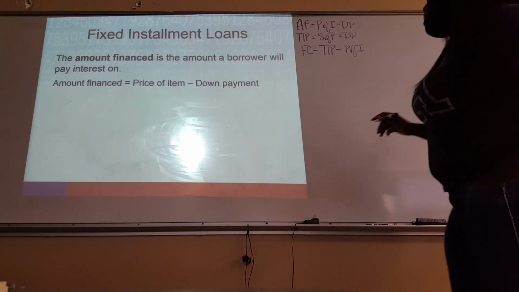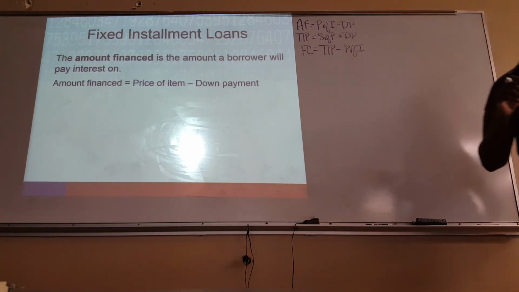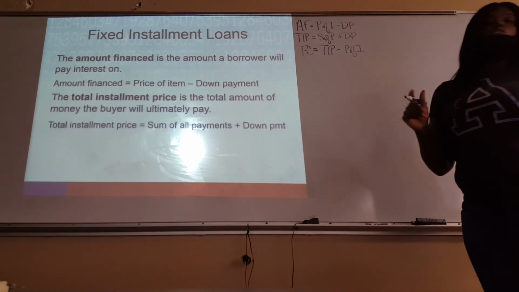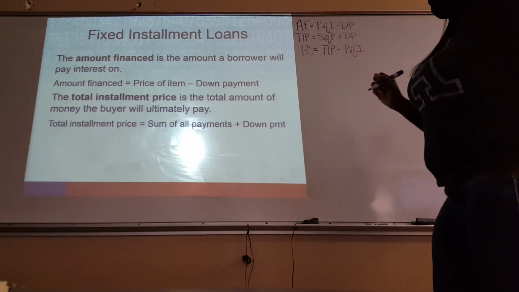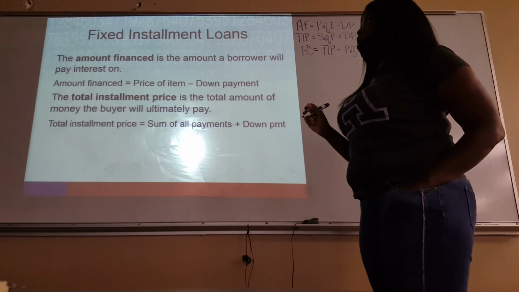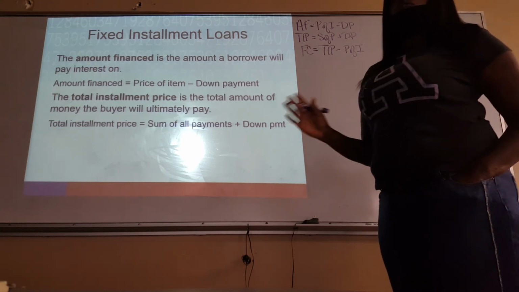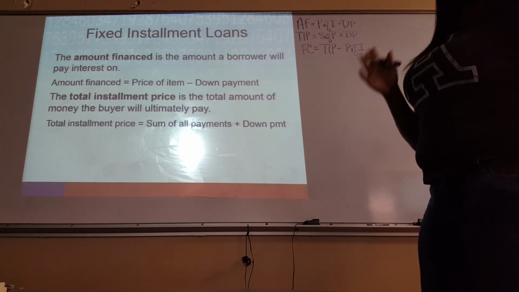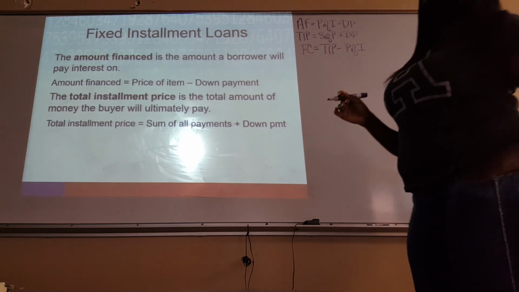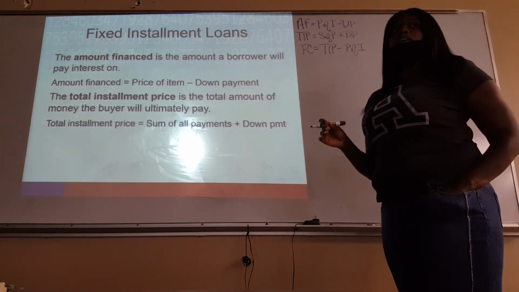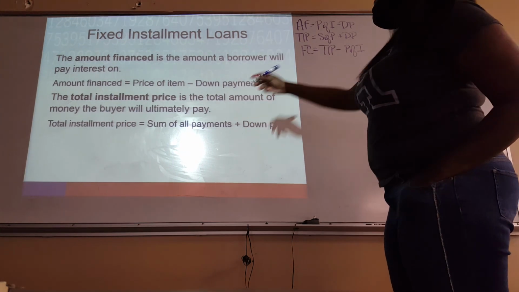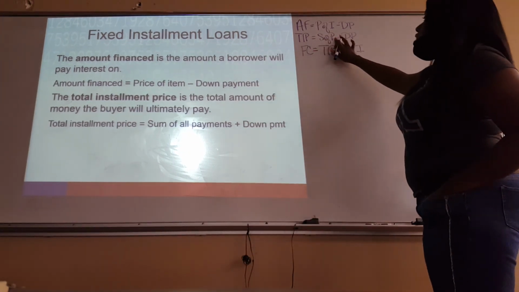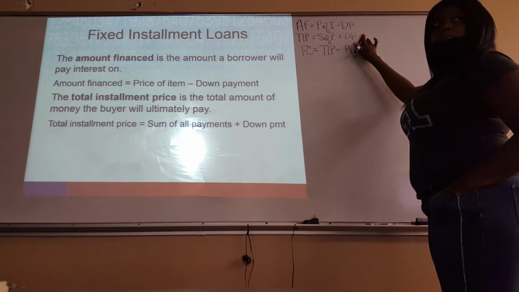Next, we have the total installment price, which is the total amount of money that the borrower will pay ultimately. It means all the interest and all the money that you owe them, as well as your down payment, the entirety of money that is spent on an item. So the total installment price is equal to the sum of payments plus the down payment.